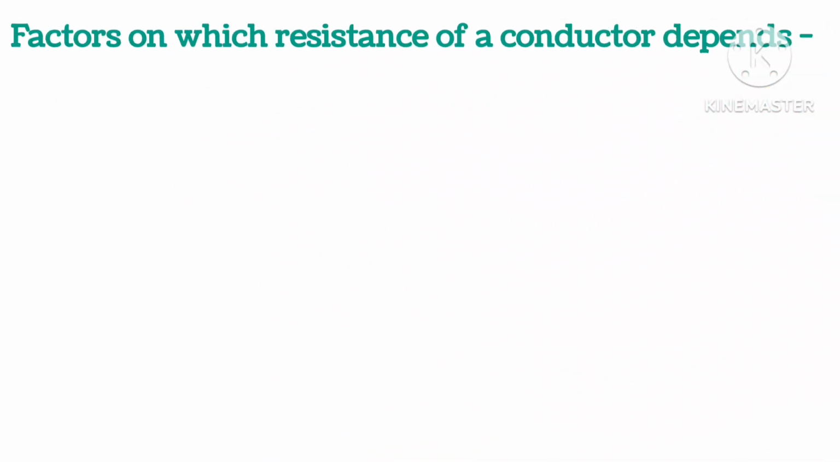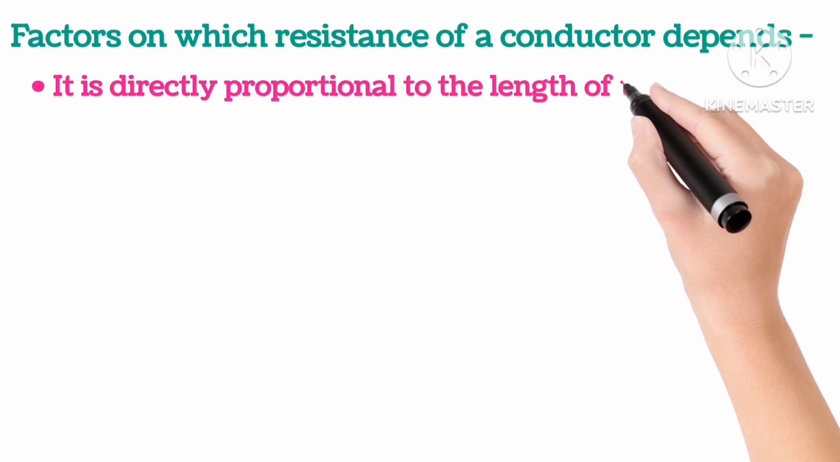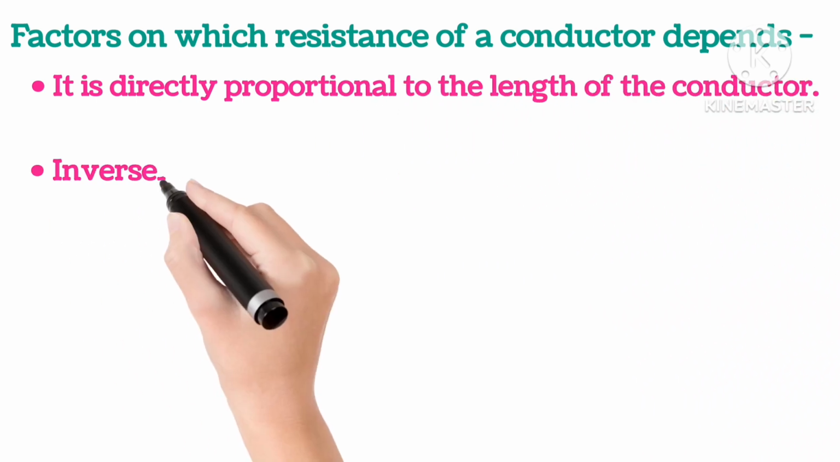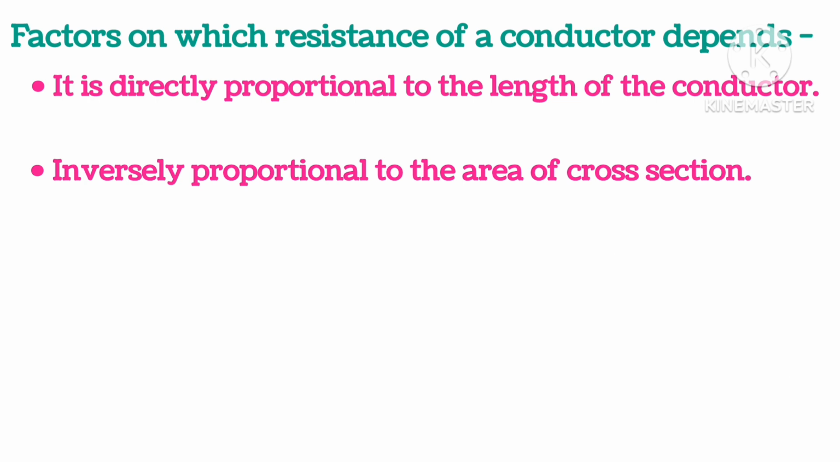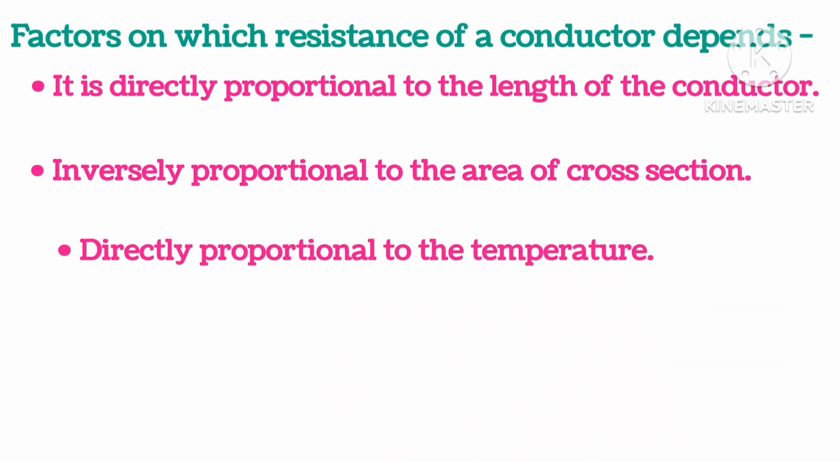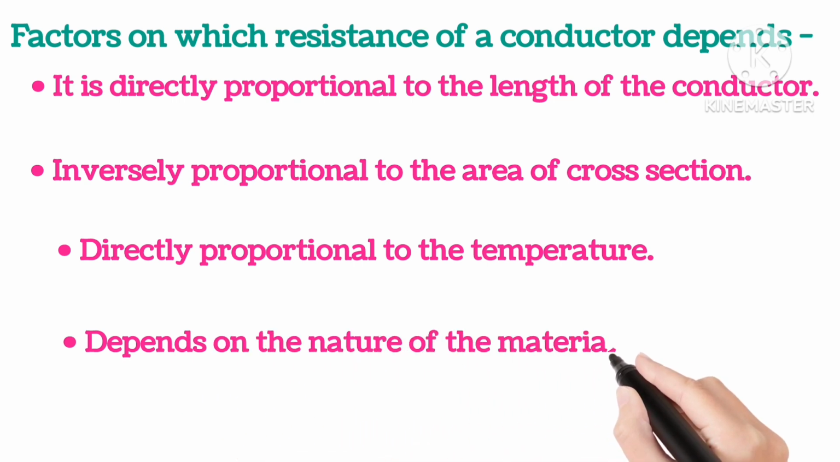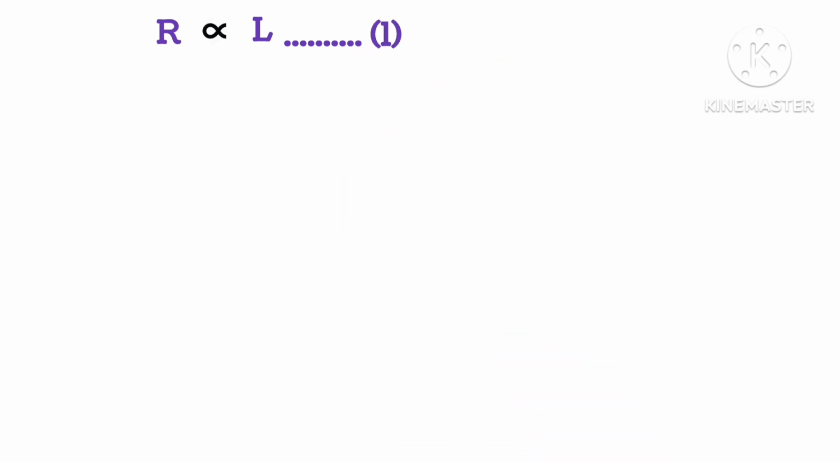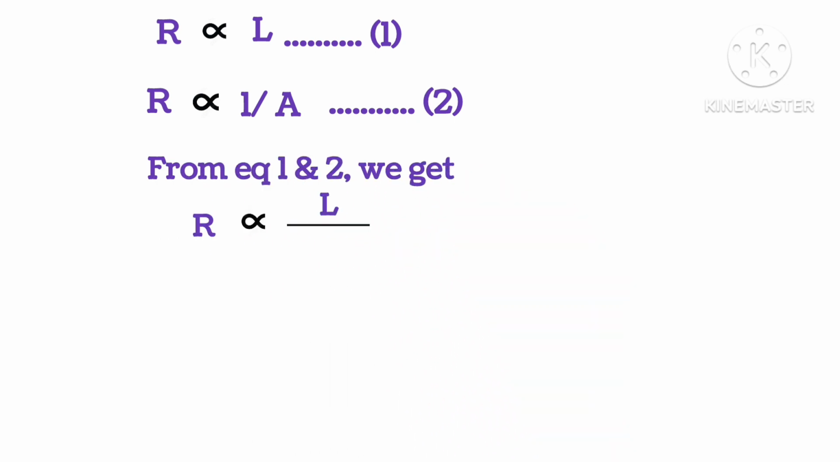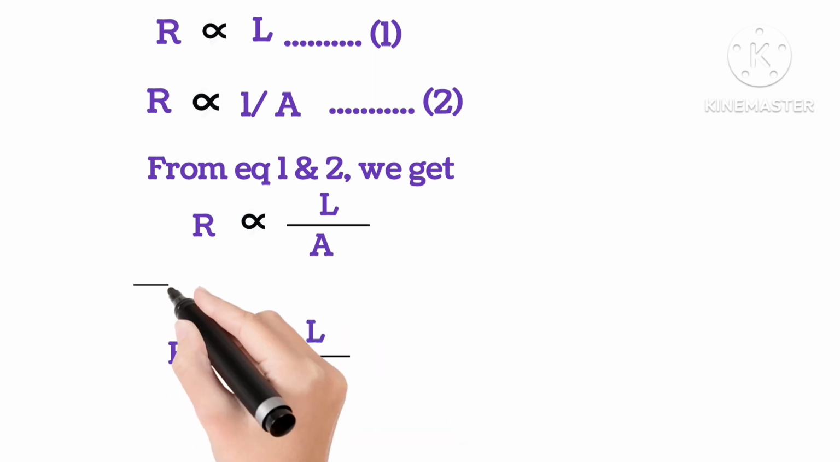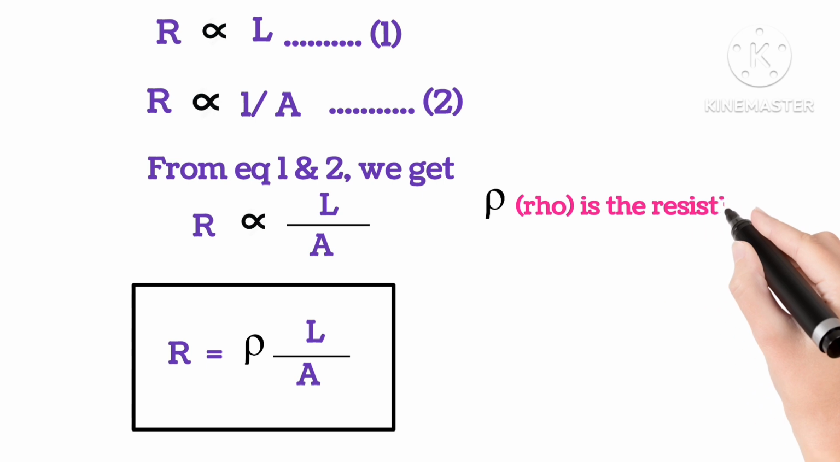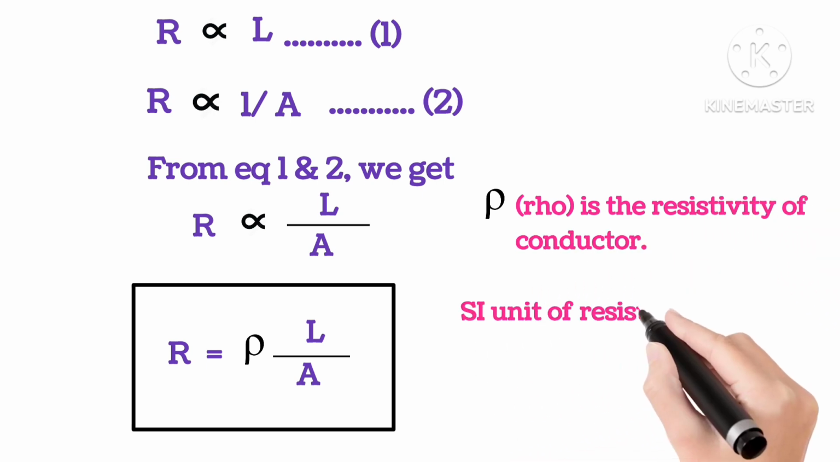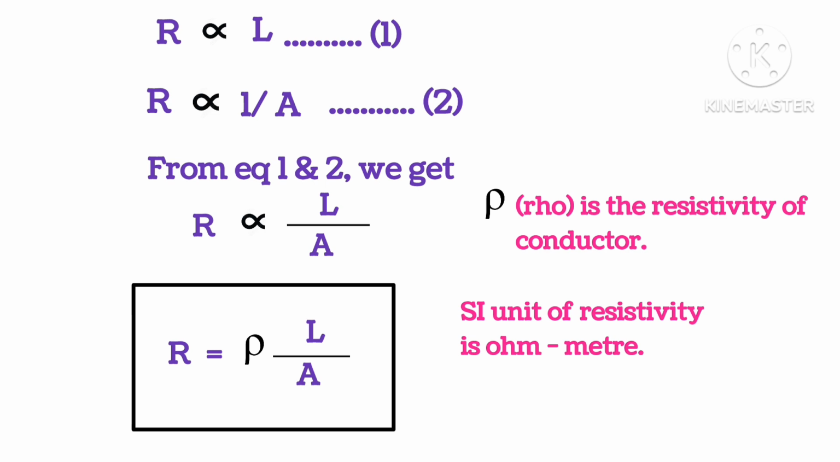Factors on which the resistance of the conductor depends. It is directly proportional to the length of the conductor, inversely proportional to the area of cross section, directly proportional to the temperature, and depends on the nature of the material. So now we know that R is directly proportional to L and inversely proportional to the area of cross section. So from this we get R is equal to rho L upon A, where rho is the constant and it is known as the resistivity of the conductor, and its SI unit is ohm meter.